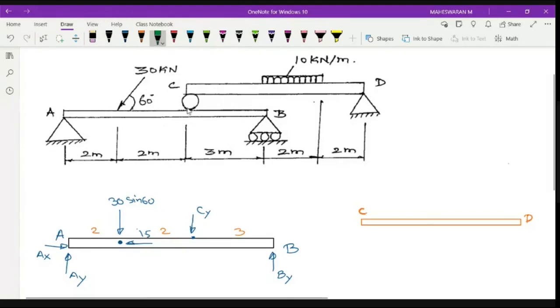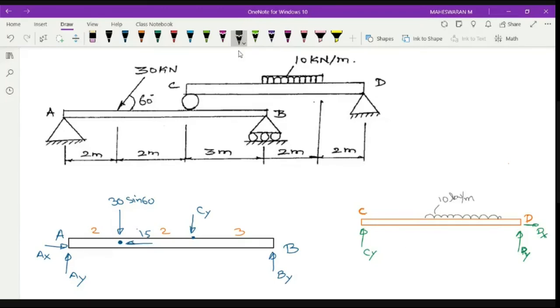So C is having a roller support, which means I have Cy, same Cy as here. D is a hinge support, which has two reactions, which are Dy and Dx. Right? Dy and Dx. Okay. Now you have a UDL, uniformly distributed load. So for reference, I am drawing that first. So my uniformly distributed load is like this here. Right? It is 10 kilonewton per meter.